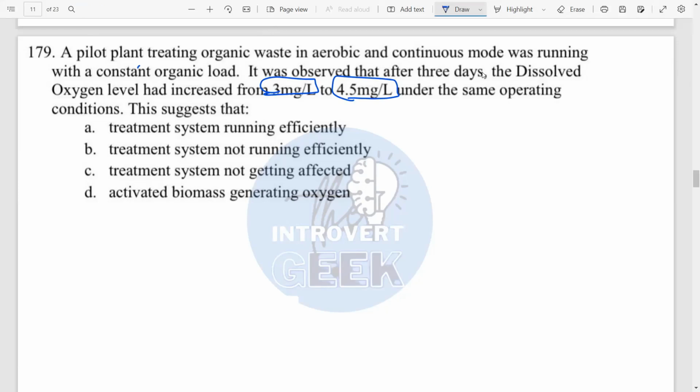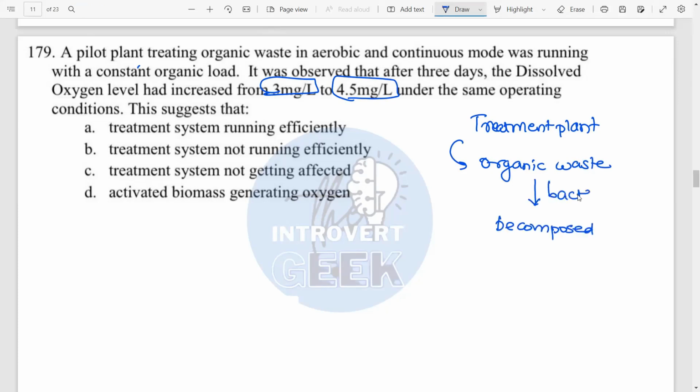Now see, one very simple thing that is occurring over here is you have a treatment plant, and this treatment plant is continuously given some kind of organic matter, some kind of organic waste that has to be treated. Now, organic waste to be decomposed needs bacteria, right? So bacteria will utilize the organic waste and decompose it. Now for the bacteria to carry out any of these functions, it needs to metabolize and it needs oxygen. It needs O2 to carry out all of these reactions.